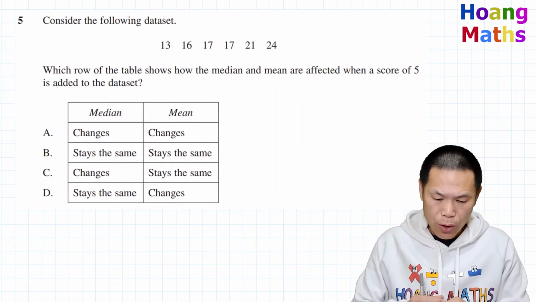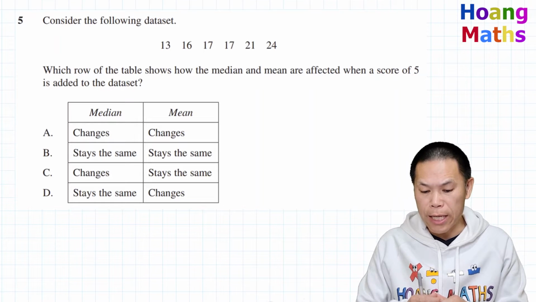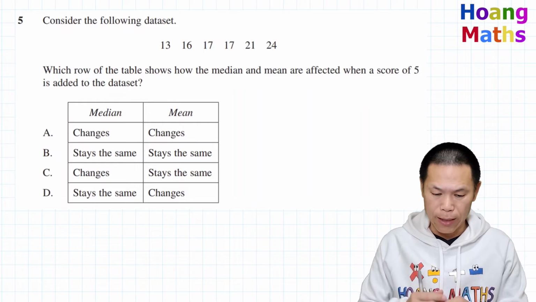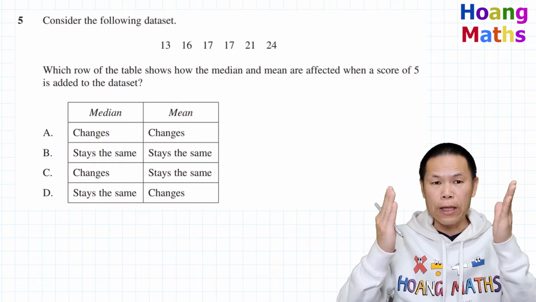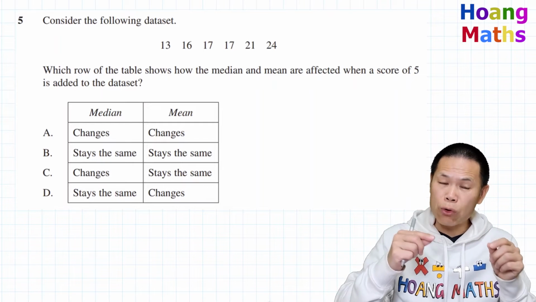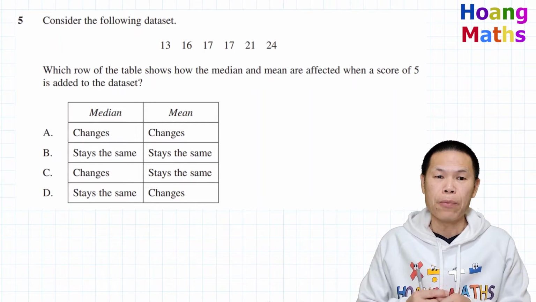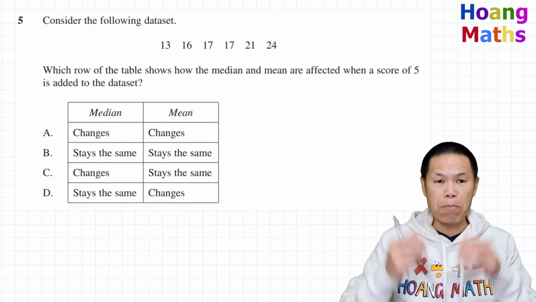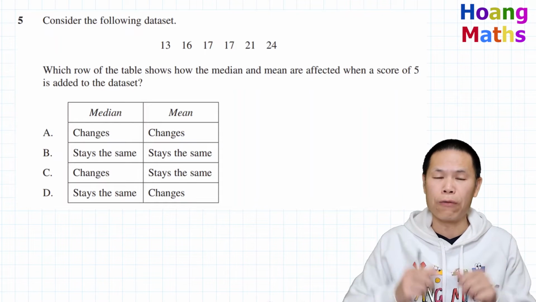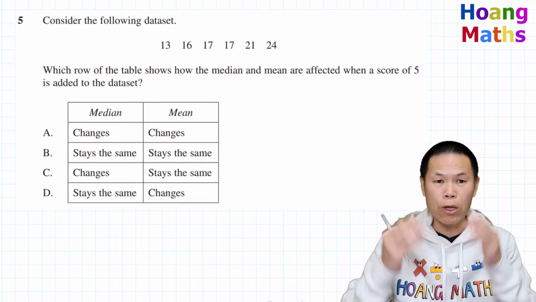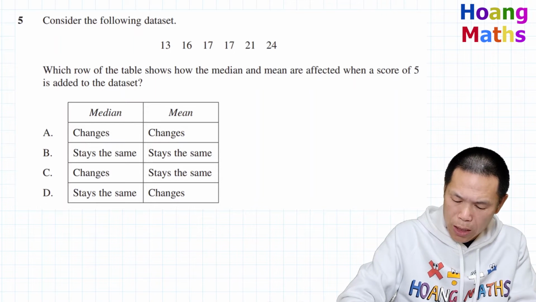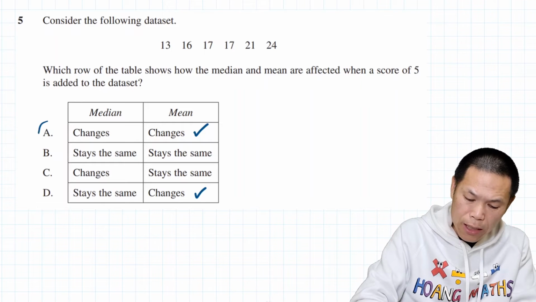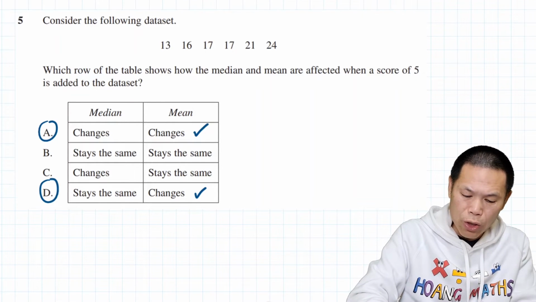Question number 5. Which rows of the table shows how the median and means are affected when a score of 5 is added to the data set? So first of all, we need to find the median first, and then we add 5 to it, and then we find the median again, okay? And we know that 5 is a smaller number, so if 5 is added, this means that the mean will change, right? Because you get smaller for the mean, because mean is average. So if we look at the table, the mean changes, okay? So you answer either A or D, but we're not sure, okay?